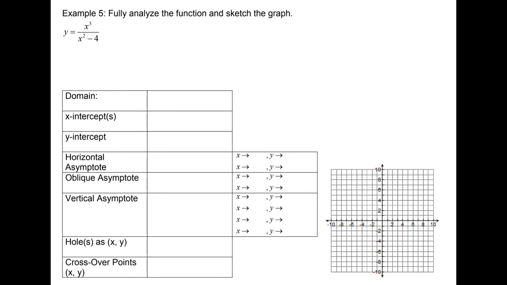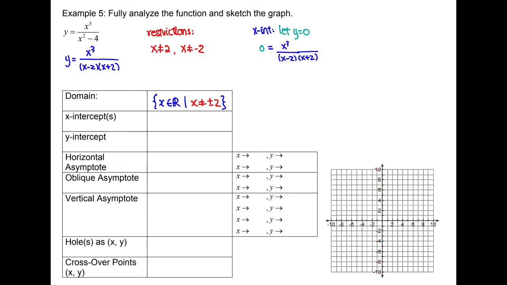Example 5. Step 1, let's fully factor the function and write down restrictions. x cannot be 2, x cannot be -2. Step 2, let's find the information we need to graph the curve. First, let's state our domain. x is an element of the real numbers such that x cannot be positive or negative 2. Second, find the x-intercept and y-intercept. For the x-intercept, we let y equal 0, substituting into the function to get x equals 0. For the y-intercept, we let x equal 0, substitute 0 into the x to find the y value, we get y equals 0.